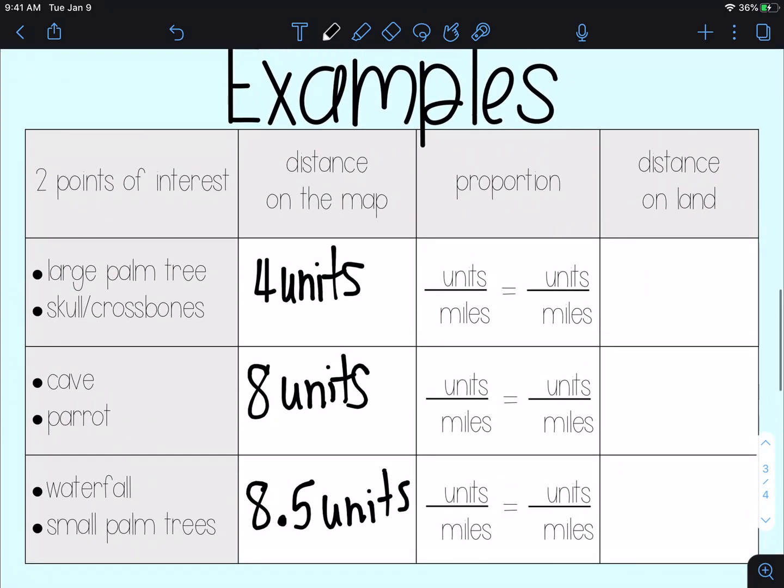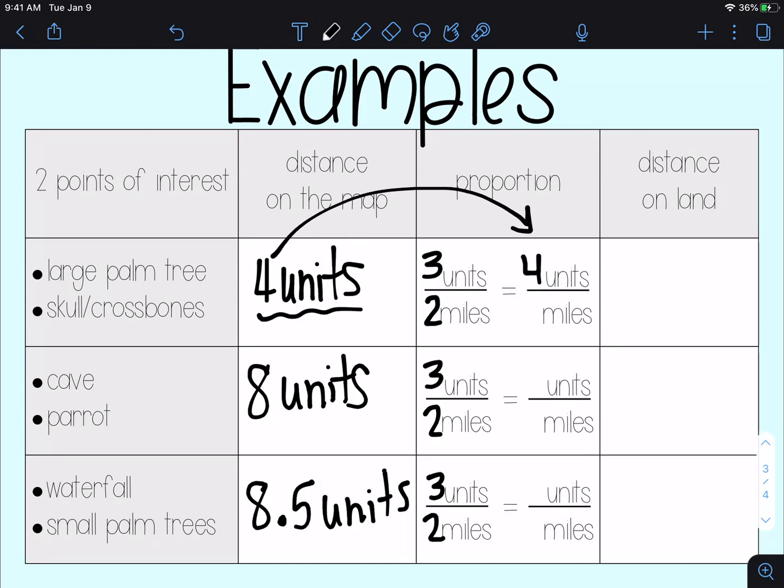All right, so for the proportions, our first ratio is 3 units on the map represents 2 miles on land. I can go ahead and fill that out for all of them because the map is telling us that this part is true. So then for the next ratio, I have the word units on top here, and this measurement that I measured is also in units. So this 4 is going to come right over here. So if 3 units on the map is 2 miles on land, then 4 units on the map is x miles on land. Then we get to solve the proportion. I like to use cross products. So when we multiply going across like this, the products will be equivalent.